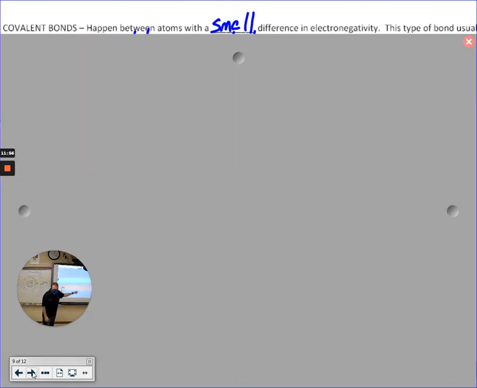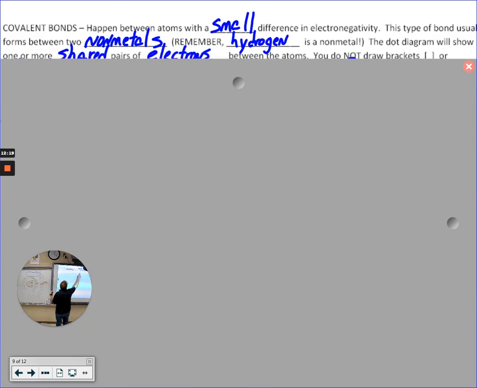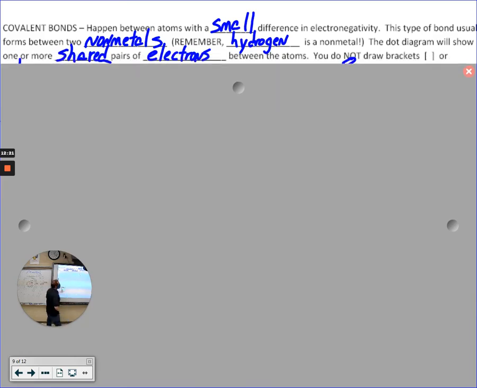Let's talk about covalent bonds. Now, when you've got two atoms that have a similar electronegativity and they're both pulling the electrons with about equal force, nobody's going to be the outright winner. Nobody's going to steal electrons from anybody else. In fact, they're going to share. If they have a small difference in electronegativity, like you have between two nonmetals, then they're going to share the electrons. And that's what the dot diagrams are going to show.